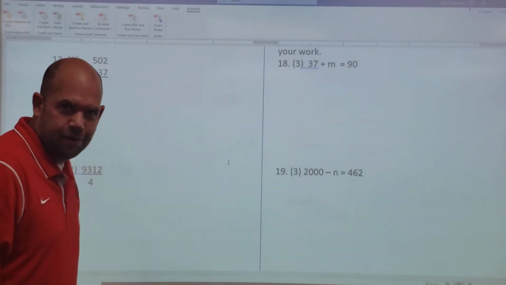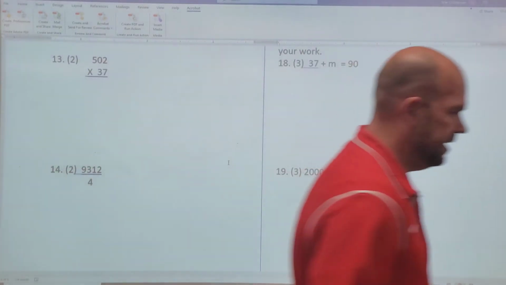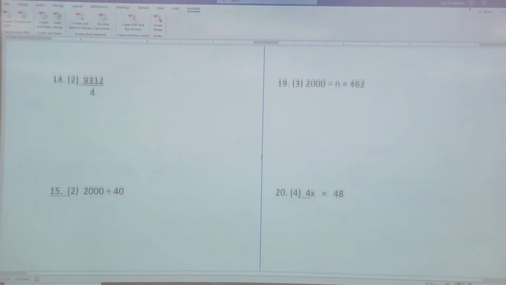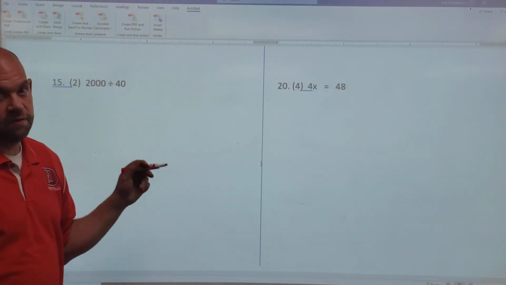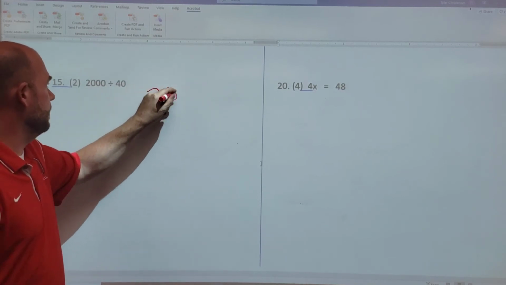We're getting through there, plugging through this test. All right, number 15 coming on up. Similar kind of problem on this one. 2,000 divided by 40. First number goes in the box. So we put 2,000 in the box.